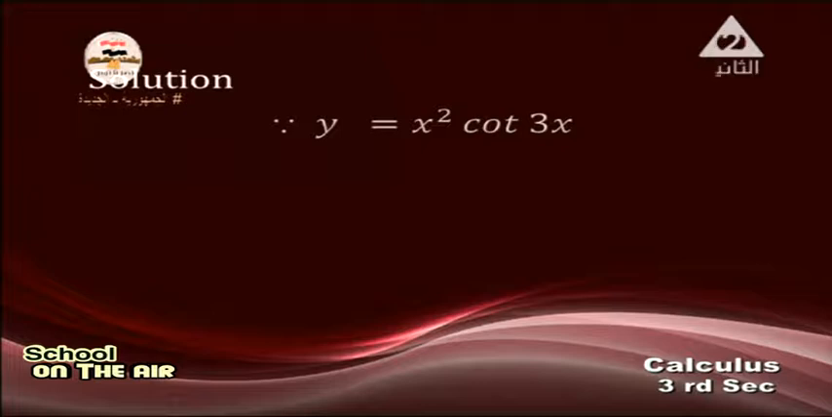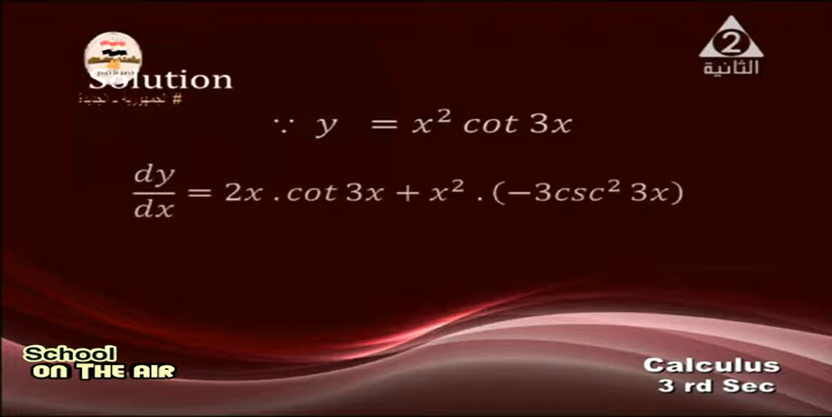Now we have the derivative of a product of two functions. Then dy/dx equals the derivative of the first function, the derivative of x squared, which is 2x, multiplied by the second function cotan 3x, plus the first function x squared multiplied by the derivative of the second function, the derivative of cotan 3x, which equals negative 3 cosec squared 3x.